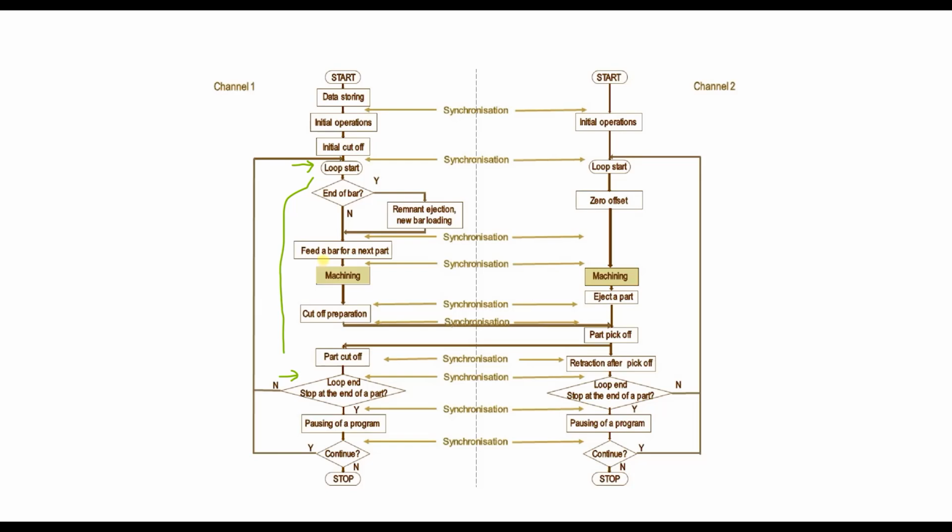Within this range, we enter ISO codes to program our machining operation in both channels. We have initial operations at the beginning and other ones at the end of a program. Main and back spindles can work independently and simultaneously, but there are moments when it is necessary to introduce synchronizations between them, for instance, to avoid collision.